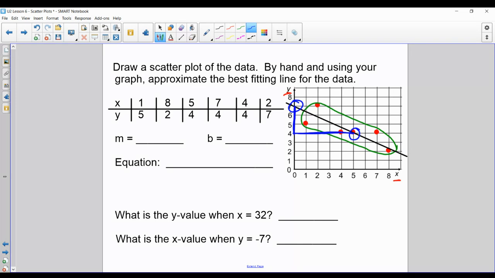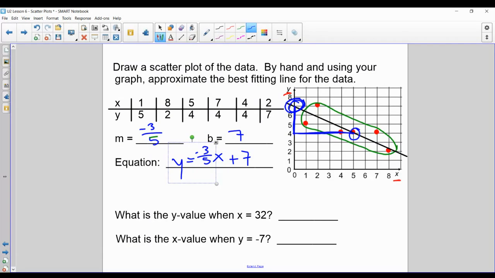So my slope is going from 7 down to 4. So that is -3. And it's going from 0 over to 5. So that's -3/5. My y-intercept is again this first point that I circled. So that's 7. So my equation would be y equals -3/5 x plus 7.